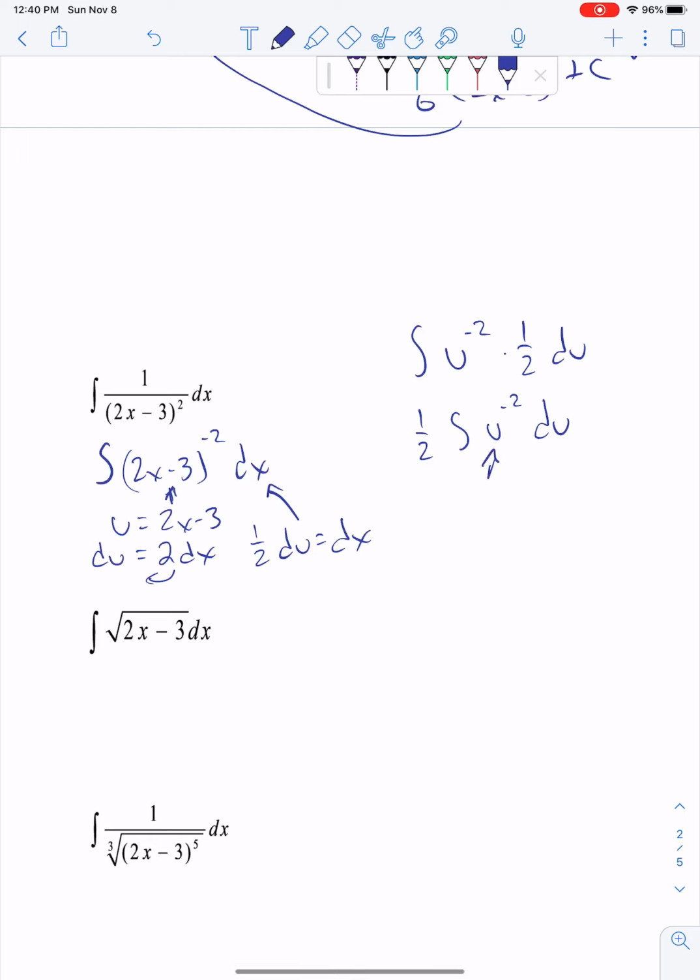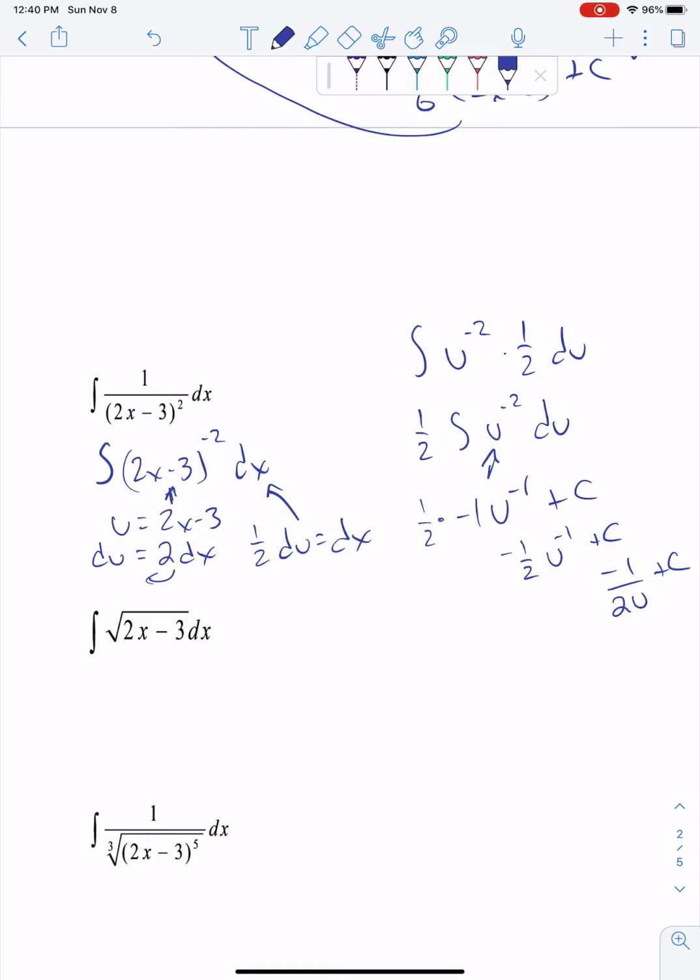The u to the negative 2 becomes u to the negative 1 because I add 1, but I've got to multiply by the reciprocal, which happens to be negative 1. But then I also have this 1/2 in front that I have to multiply by, and I have a c at the end. So the long steps: this becomes negative 1/2 u to the negative 1 plus c. And I can clean that up a little bit. I'm going to put the negative 1 on top, and move the u to the negative 1 down on the bottom and just call it u plus c.